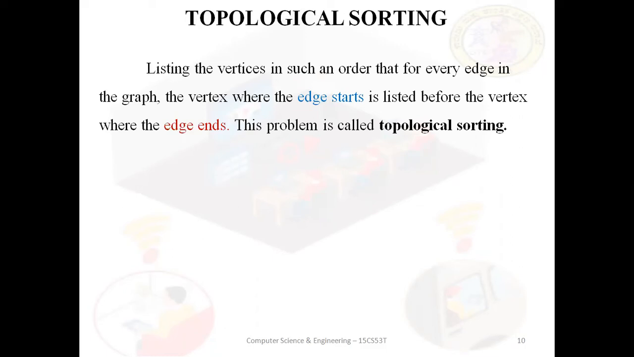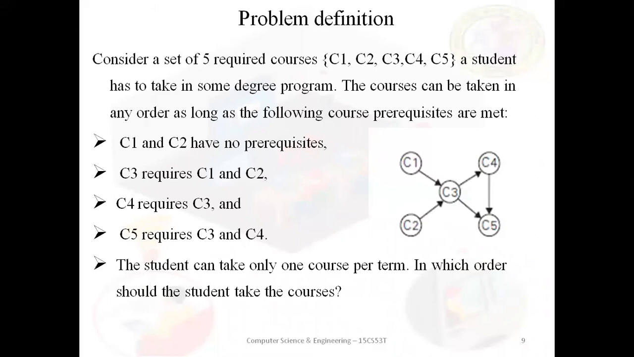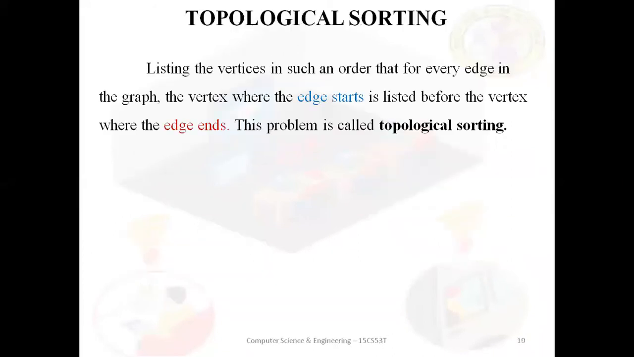That means, as we can see in the previous example, for C3 to C4, the starting vertex is C3 and the end vertex is C4. So we have to mention them in that same order. The vertex where the edge starts is listed before the vertex where the edge ends. So C3 has to be listed before C4. This is what the topological ordering says.